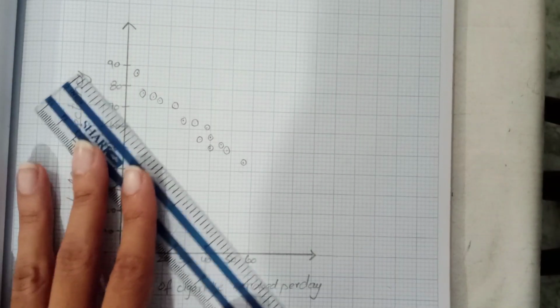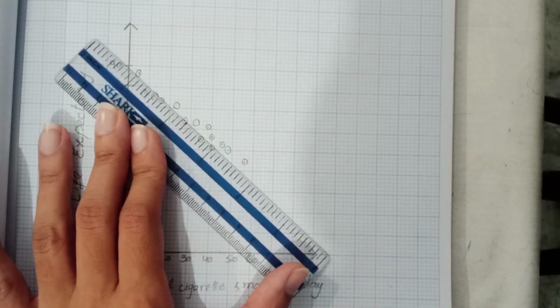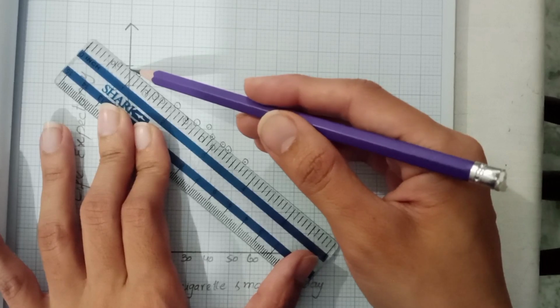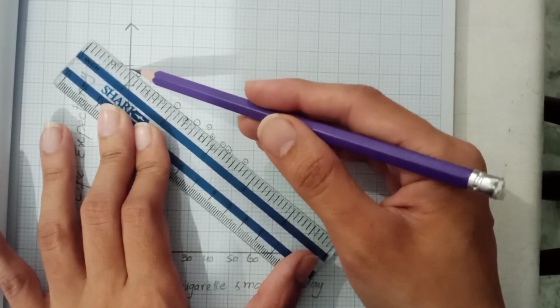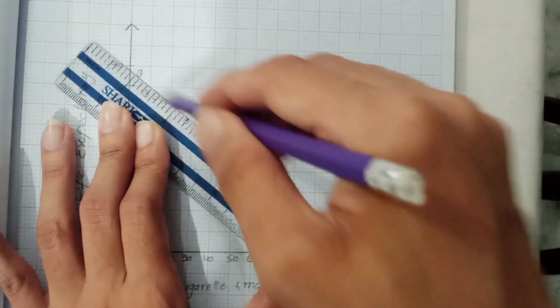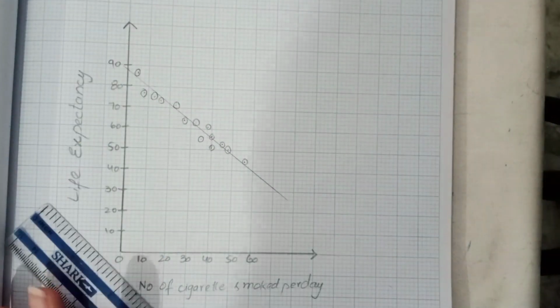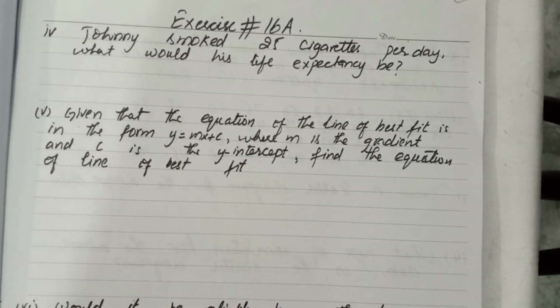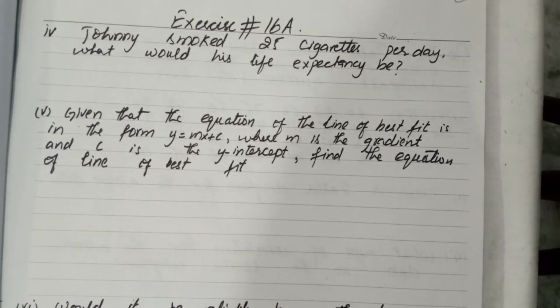Now we have to draw the line of best fit, and that is the line of best fit. Part number 4, Johnny smoked 25 cigarettes per day. What would his life expectancy be?